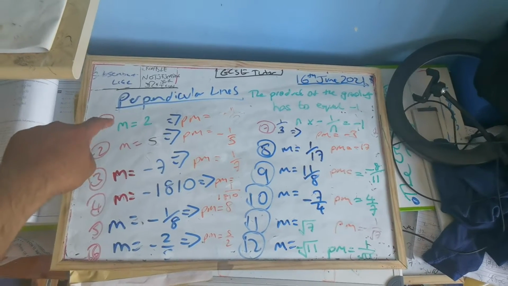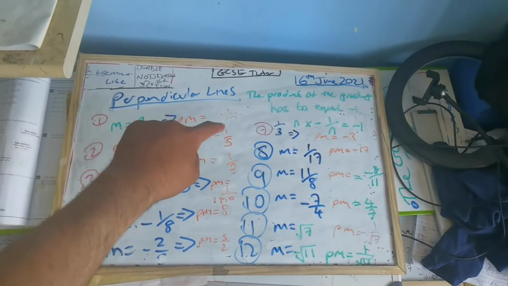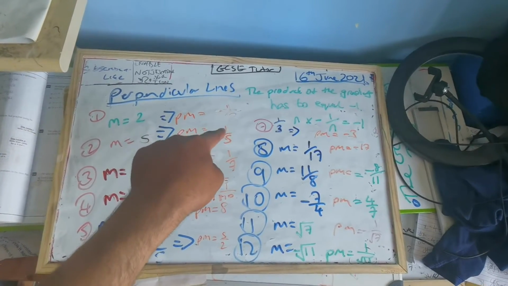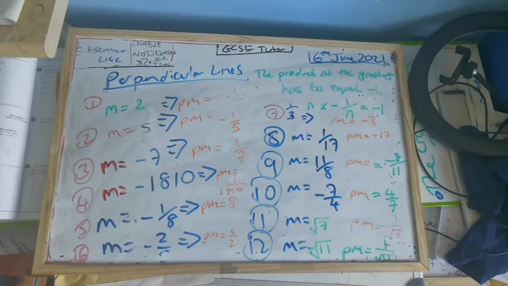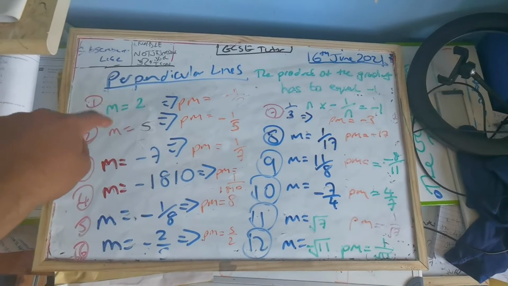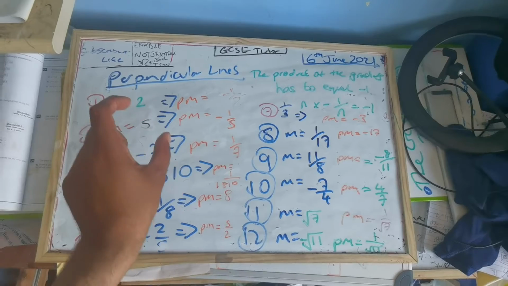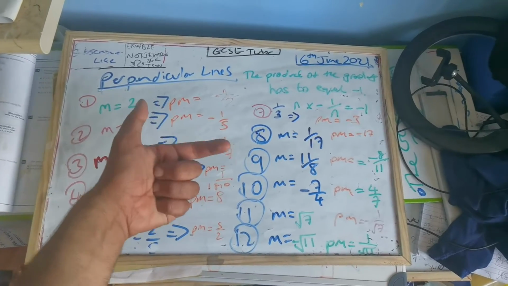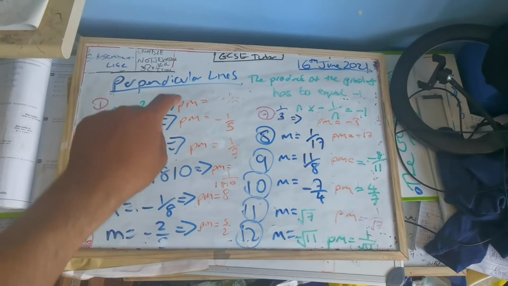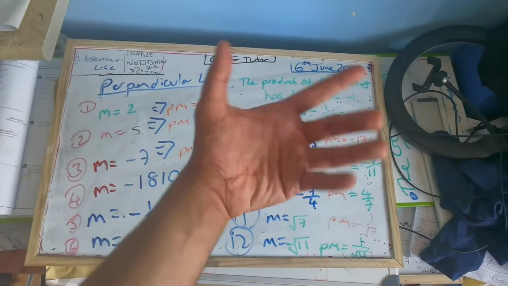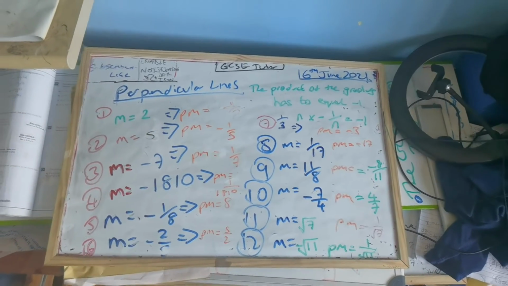Okay, question 1. So I've got the gradient of a line, m equals 2. The perpendicular gradient is going to be the negative reciprocal, so it's going to be -1/2. Question 2, m equals 5. So the gradient of a line is 5. The perpendicular gradient is going to be the negative reciprocal, so it's the inverse, and then it's going to become a minus sign, so -1/5. So remember that 2 times -1/2 is -1. 5 times -1/5 is -1. So there are ways to check your answer.